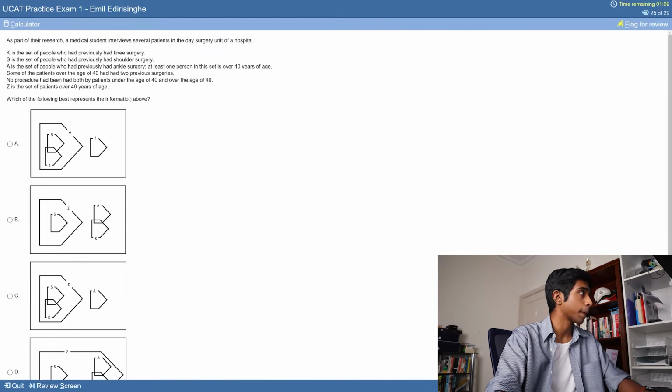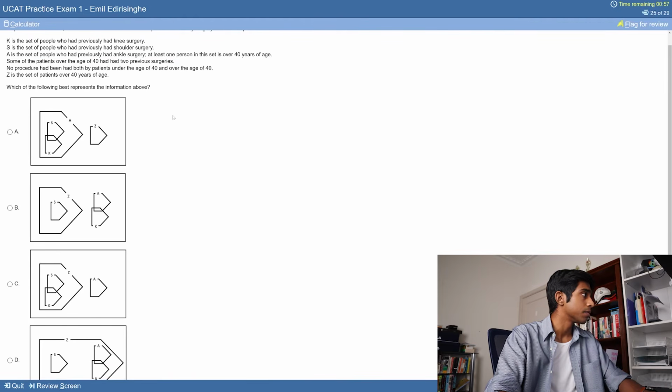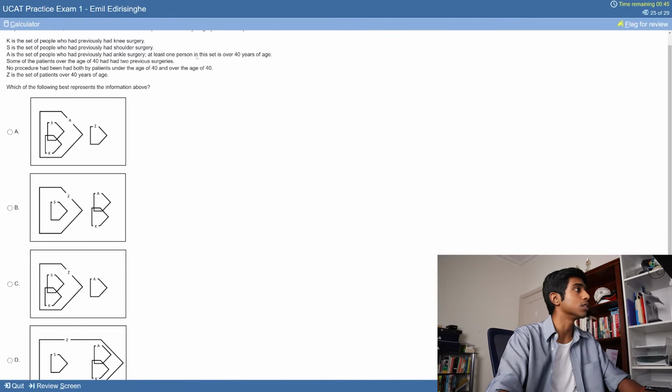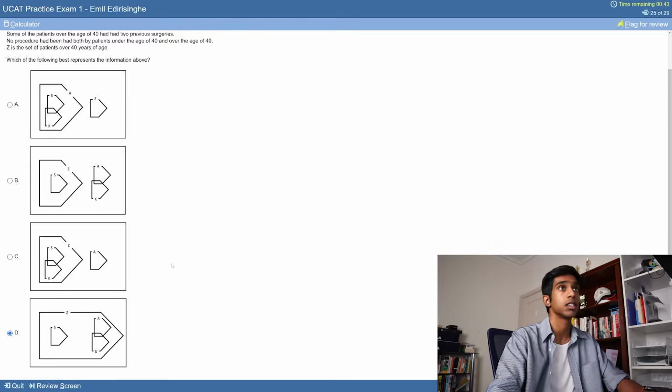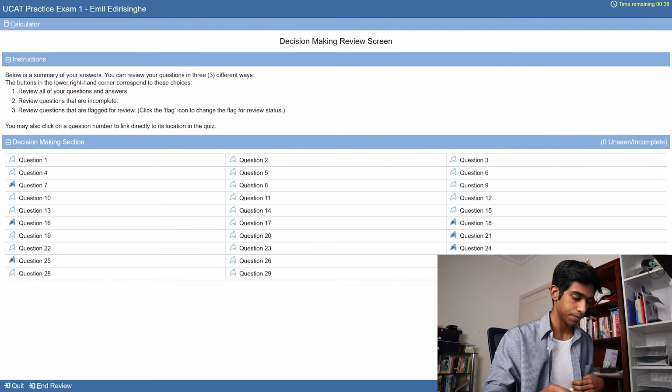Okay. So ankle surgery must be at least intersecting with Z. Because at least one person in this set is over 40, yeah, so it has to be D. Okay, we're done. That was pretty good, actually.